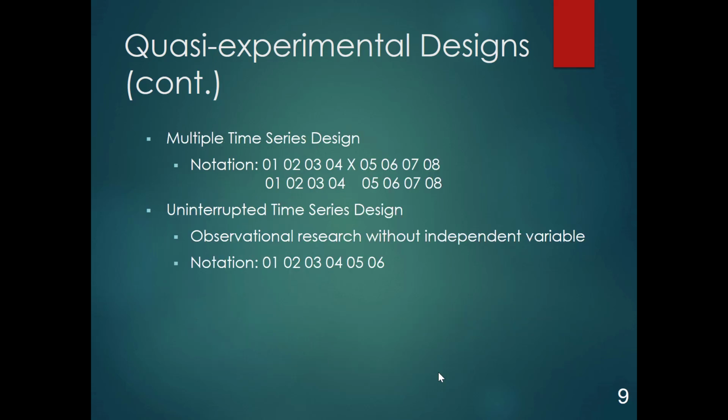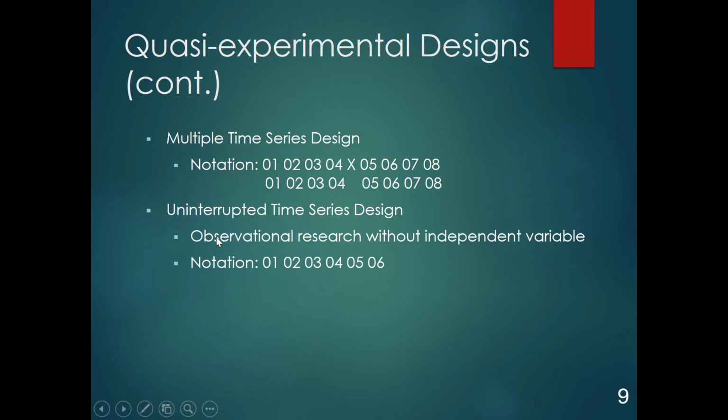There's also the multiple time series design. Basically, what you do is just add another group, right? So you have 2 groups. You have your 4 measurements, then you do the intervention and 4 measurements after. With the second group, you have your 4 measurements, there's no intervention, and then you have your 4 measurements after, just like with the other group. So basically, one group is getting the intervention and the other group is not.